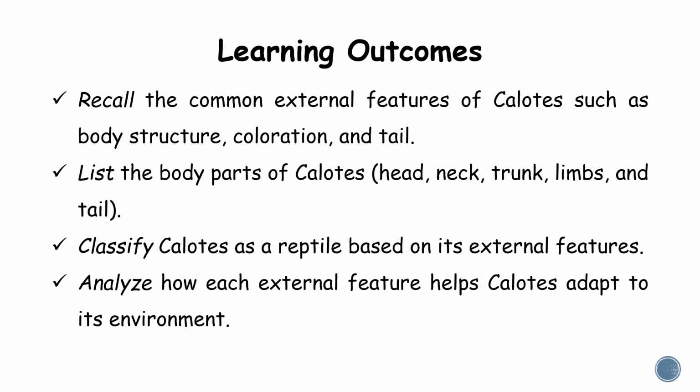recall the common external features of Calotes, such as its body structure, coloration and tail. They can list the body parts of Calotes: head, neck, trunk, limbs and tail, etc. They are able to classify Calotes as a reptile based on its external features. They can analyze how each external feature helps Calotes adapt to its environment.